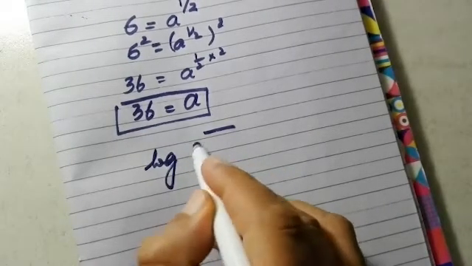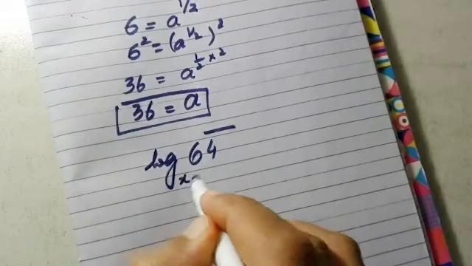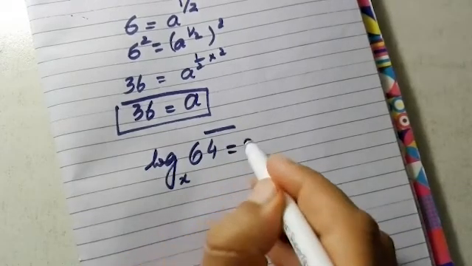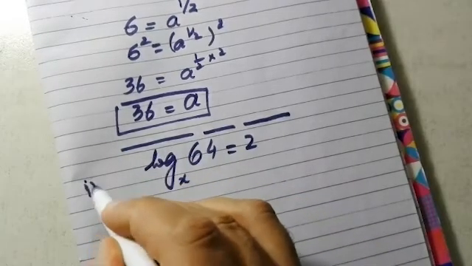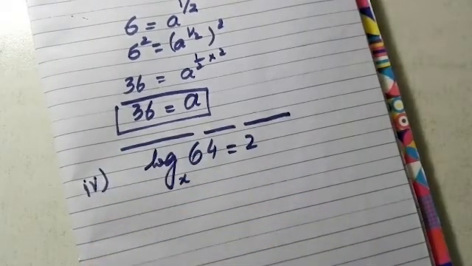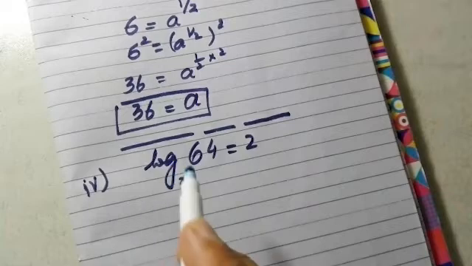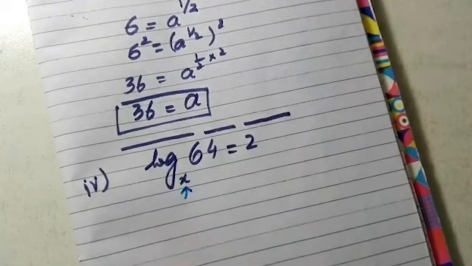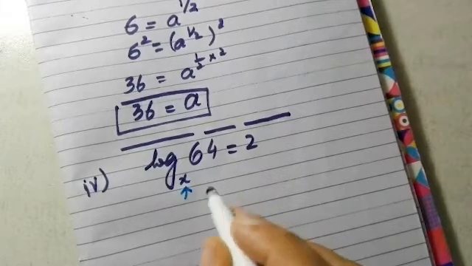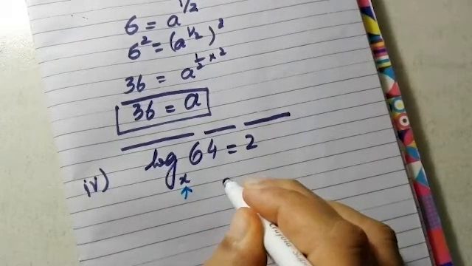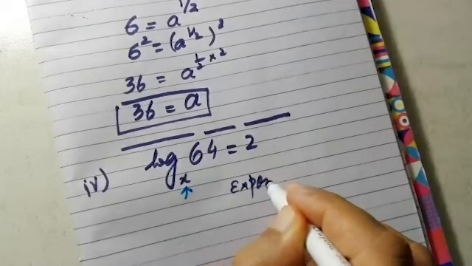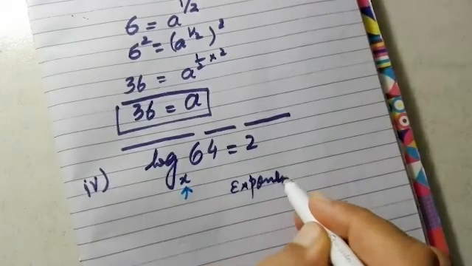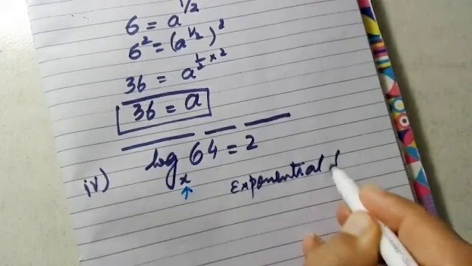If I set another example for your convenience, let's see, it is written log 64 base x, which is the unknown, equals 2. This is the fourth example, and in this part once again you will see that the unknown is x, which is appearing as the base of the logarithm.